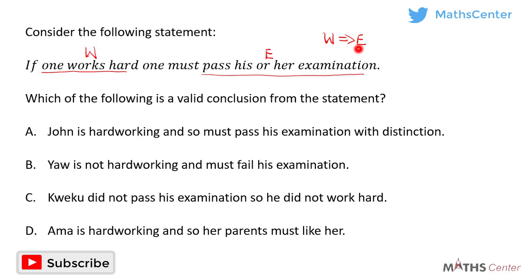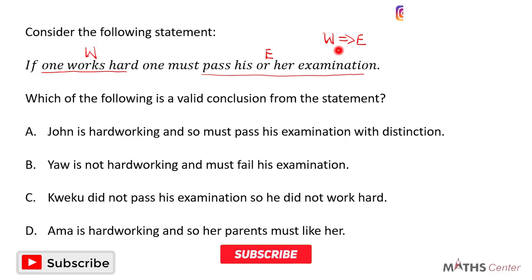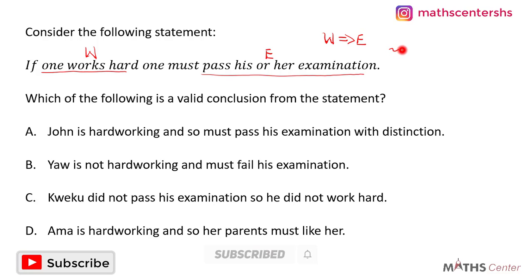If W implies E, then the valid conclusion we can draw from this statement is that the negative of E implies the negative of W. E is the person will pass his or her examination. So the negative of E is the person will not pass his or her examination.